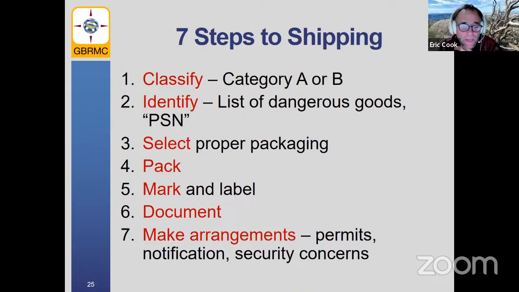Step 5 is to mark and label the package. Step 6 is to fill out the documentation. And then step 7 is to make arrangements, which means getting your import permits, your notification, addressing any security concerns, etc. And that is the basic 7 steps of shipping. So for the rest of the course, we're just going to go through one step at a time.